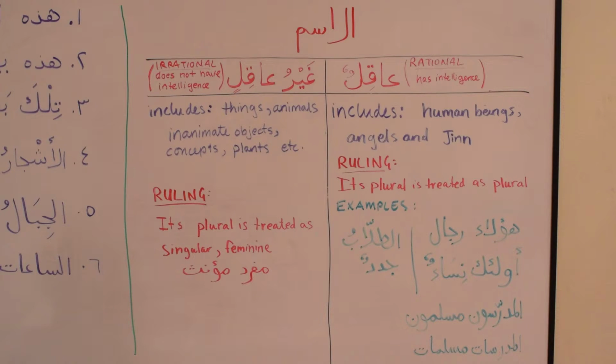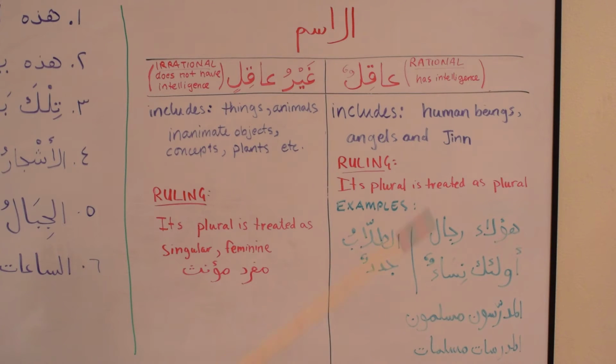However, we're going to treat it, in terms of the grammatical rulings, if you're going to put a na't to describe it, if you're going to use a damir, a pronoun, in place of it, if you're going to put a khabar to match it, as though it is singular feminine, mufrad mu'annath. And we're going to see lots of examples now with the jam' ghayr 'aqil.